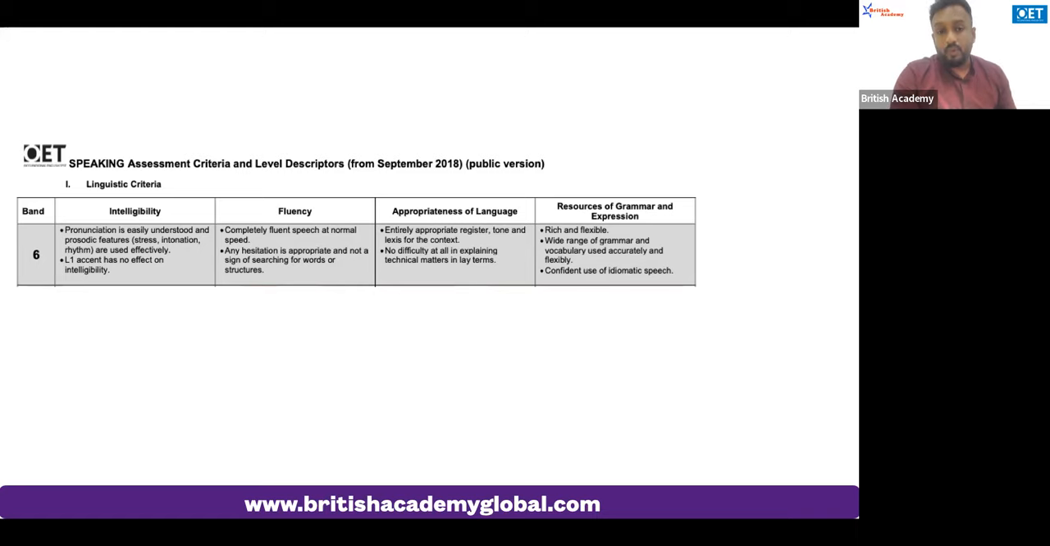This is very important. You shouldn't keep on fumbling when you're speaking. That shows that you're searching for words. You don't have good lexical resources. That will even pull down your score.